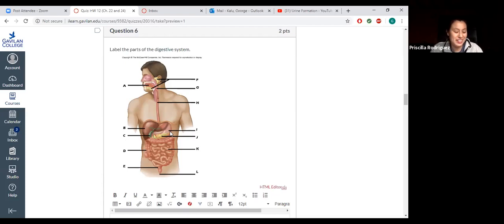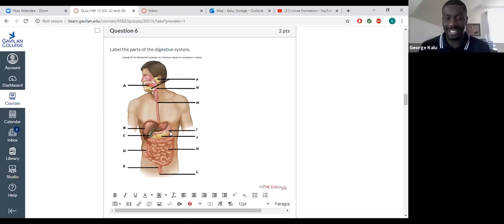So this is where we see pepsin. Pepsin is an enzyme produced in the stomach, and it gets activated by the stomach acid, and so it helps to break down proteins. Okay. And then we also have gastric lipase, which helps to break down any fats in the stomach too. So that's the stomach there.